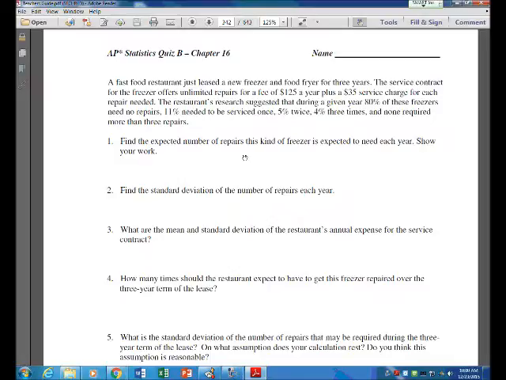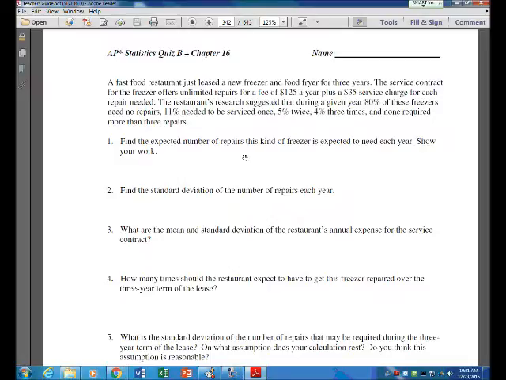And in this example, it talks about a fast food restaurant that has just leased a new freezer and fryer for 3 years. It gives you some details about the service contract for the freezer: if they come out to do a repair, they're going to charge you $35 each time. And $125 is the flat fee, so that doesn't change. So you pay the $125, and then every time they come out to repair it, you have to pay $35.